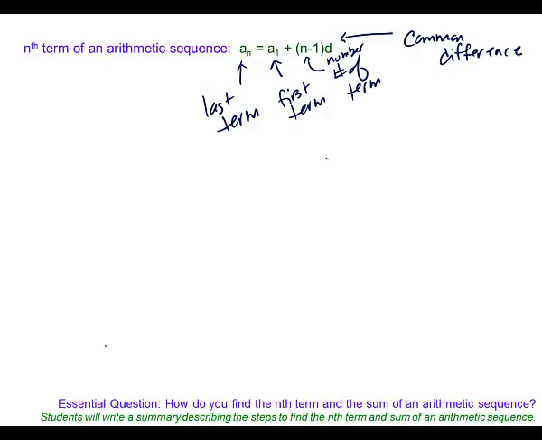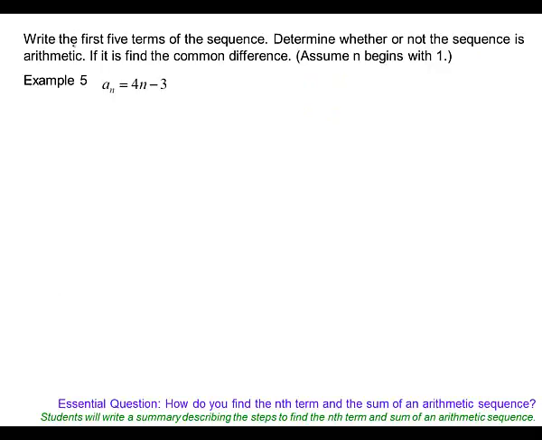All right. It looks like we're only going to do one example like example 5, because it's kind of on the longer side. All right, let's check it out. So we're supposed to write the first 5 terms, determine whether the sequence is arithmetic. If it is, find the common difference. It says assume n begins with 1. So what they want me to do is say a sub 1 equals, and I'm going to plug a 1 in for n. And then I'm going to find a sub 2, and then a sub 3, and then a sub 4, and finally stop at a sub 5.